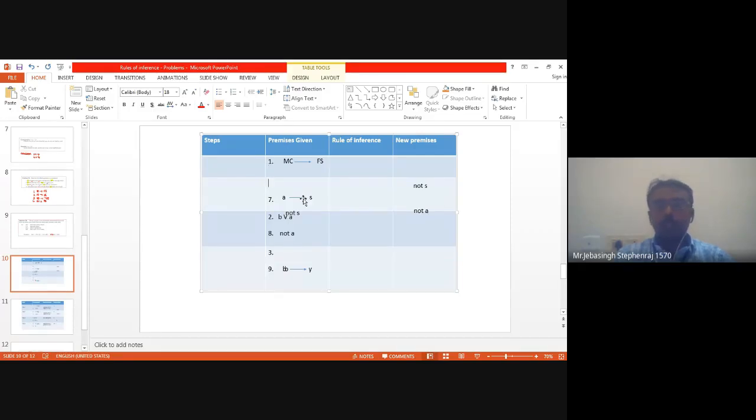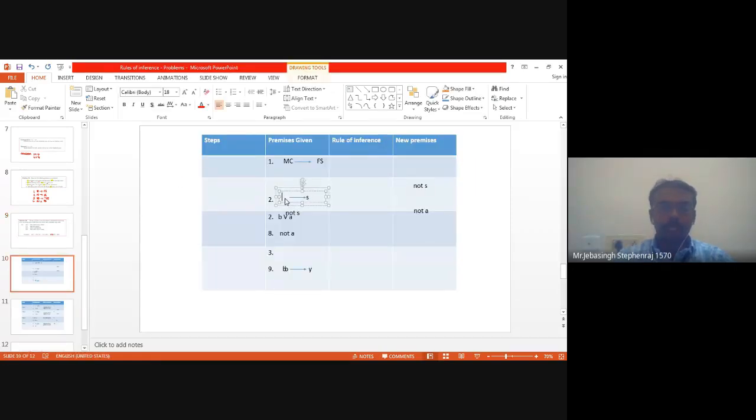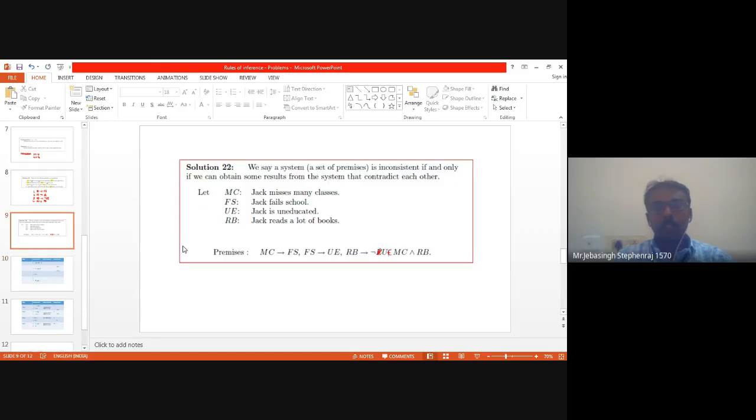In the next column we will write what are the rules we are going to use. What is the second premise? If FS, then UE. This is how we actually solve the problems in the class, so you have to do it in a notebook. All of you take a notebook, form a table like this, and follow me in solving the problem. Then you will understand it better. What is the third premise given? The third premise is if RB, then not UE.